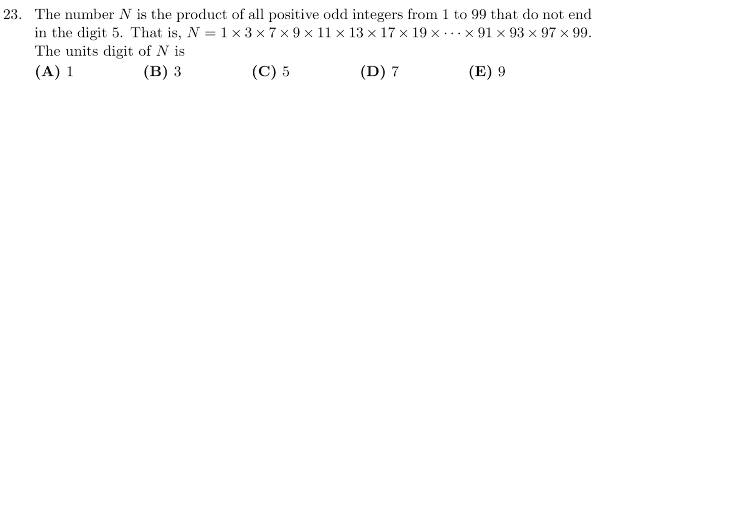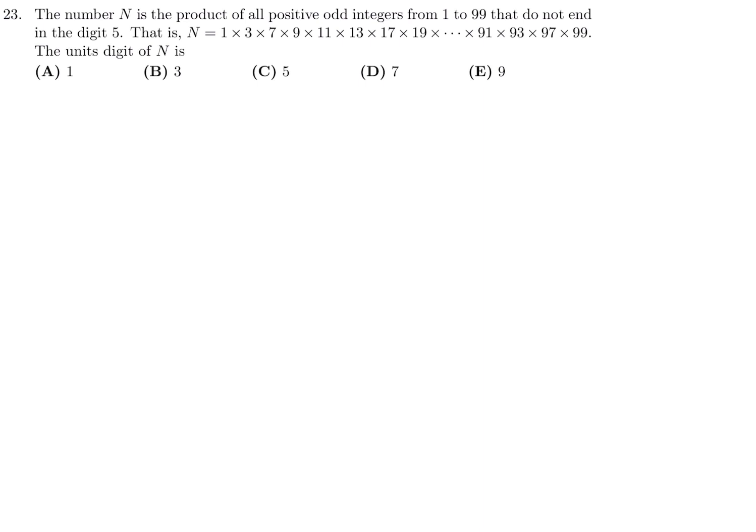The number n is the product of all positive odd integers from 1 to 99 that do not end in the digit 5. That is, n is equal to 1 times 3 times 7 times 9 times 11 times 13 times 17 times 19 ... 91, 93, 97, 99. The units digit of n is.